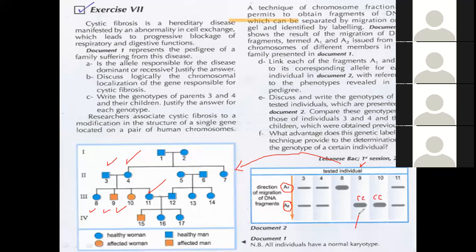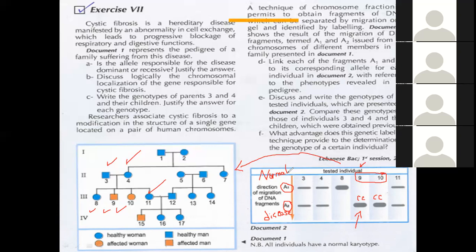So fragment A2 is for the allele of the disease, while fragment A1 is for the normal. So A2 is for the affected allele, and A1 is for the normal, as detected from individuals 9 and 10. Here we can determine whether 3 and 4 are homozygous or heterozygous. What do you think? Individuals 3 and 4, yes, they are heterozygous.